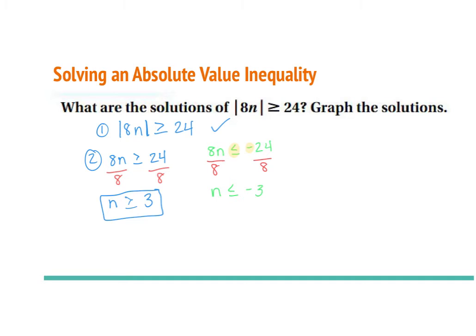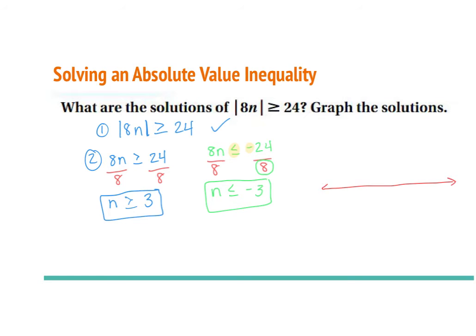negative 3. Now, even though we got a negative 3 on the right, the reason we didn't flip the sign, remember guys, is it depends on what we're dividing by. So we divided by a positive 8, okay? It wasn't a negative 8. If it was a negative 8, then we would flip our inequality, but in this case, it's not, so we're going to leave it the same, okay? We've got our two criteria, so let's go ahead and graph this.